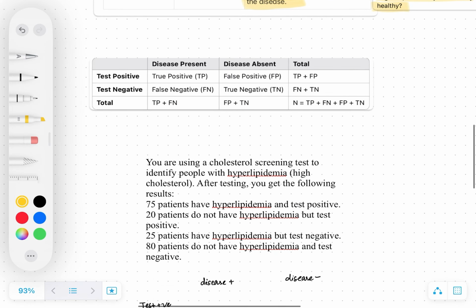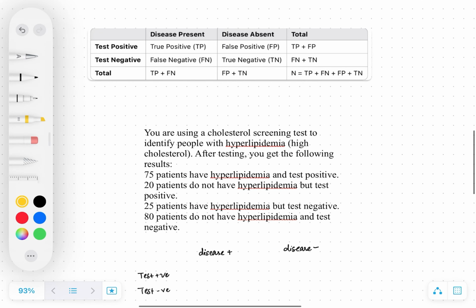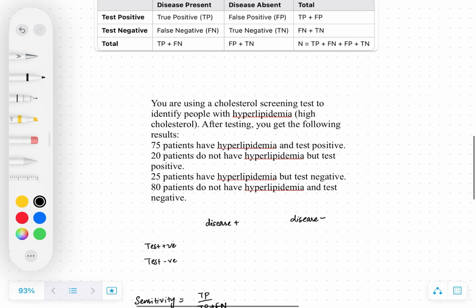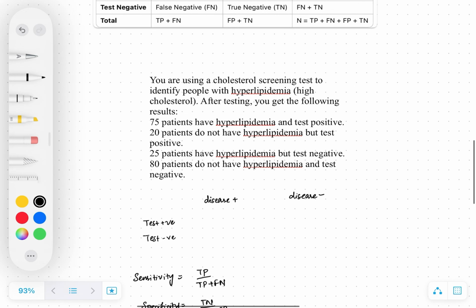So let us see a clinical scenario. For every such case we have to make a 2 by 2 table like this. So let us make this 2 by 2 table with this clinical scenario. You are using a cholesterol screening test to identify people with hyperlipidemia, that is the disease. After testing, 75 patients have hyperlipidemia and test positive.